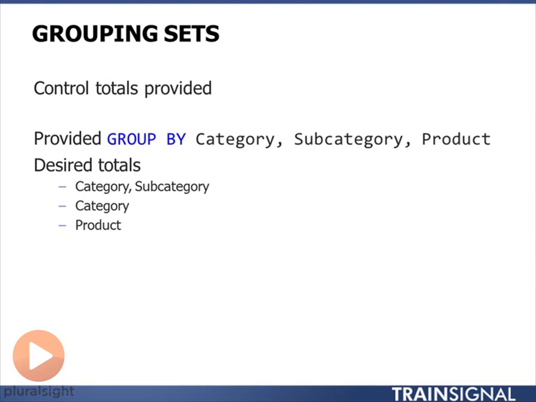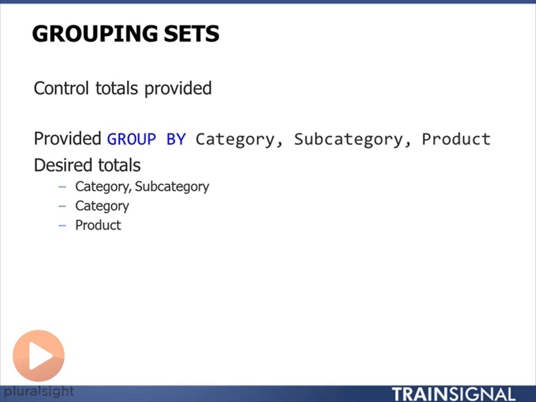The problem with both Rollup and Cube is the fact that they're going to do an awful lot of work for me automatically, work with which I really don't get a whole lot of control over. This is where grouping sets come into play. Grouping sets will allow me to tell SQL, this is how I want my data to be totaled up.